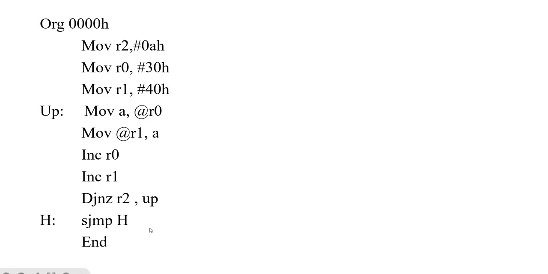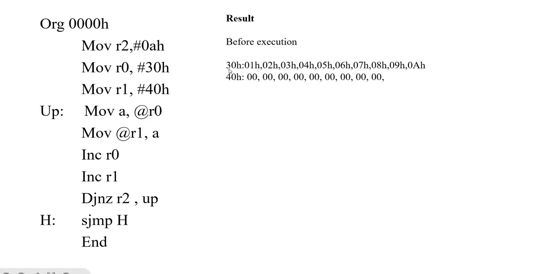And next is the END directive. Here it will mark the end of the program and it informs the assembler that there are no more instructions to process. Okay, so before execution, the memory address starting from 30H to 39H will be having these data. And the memory address starting from 40H to 49H will have these data, that is it will be 0.